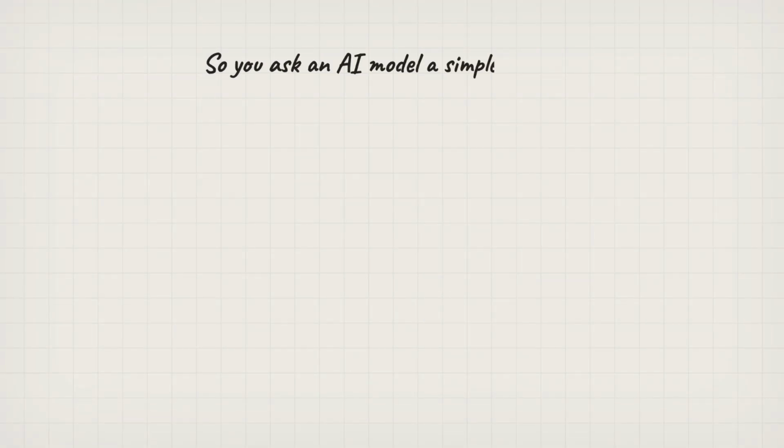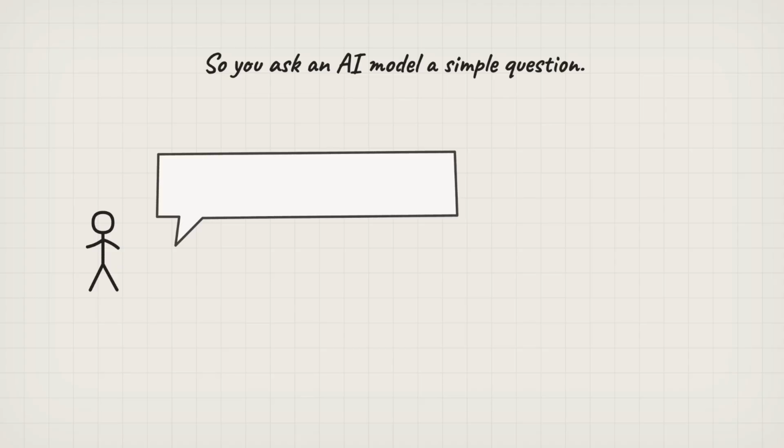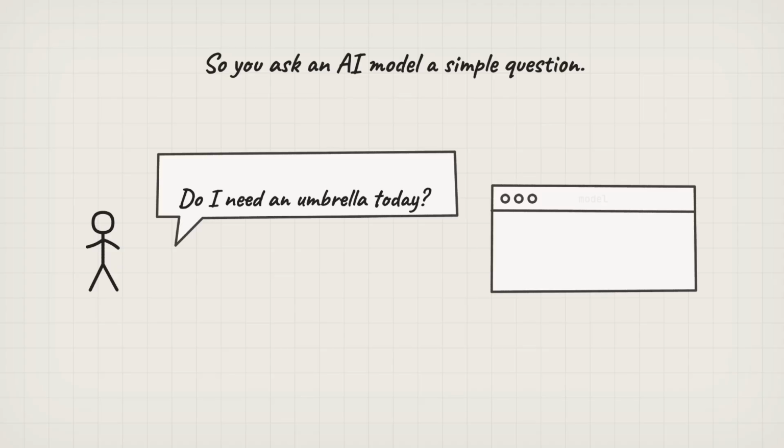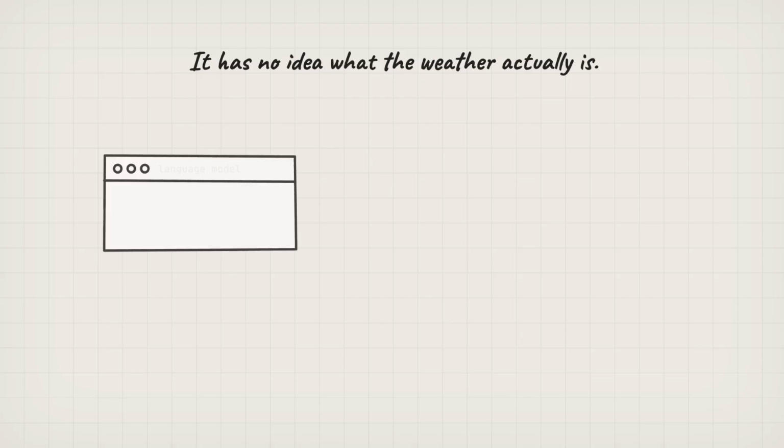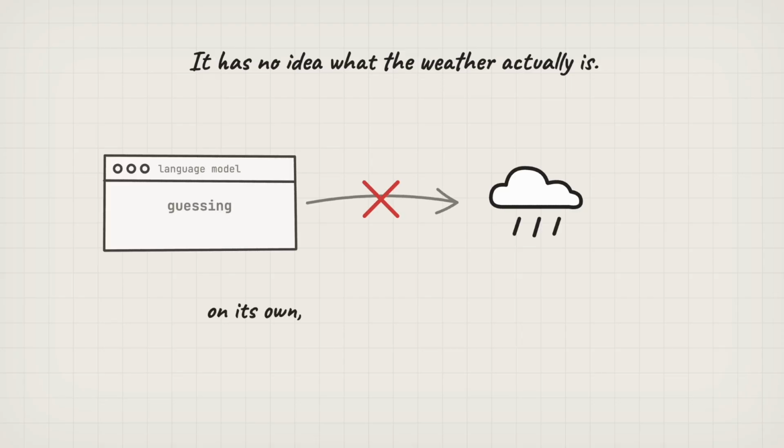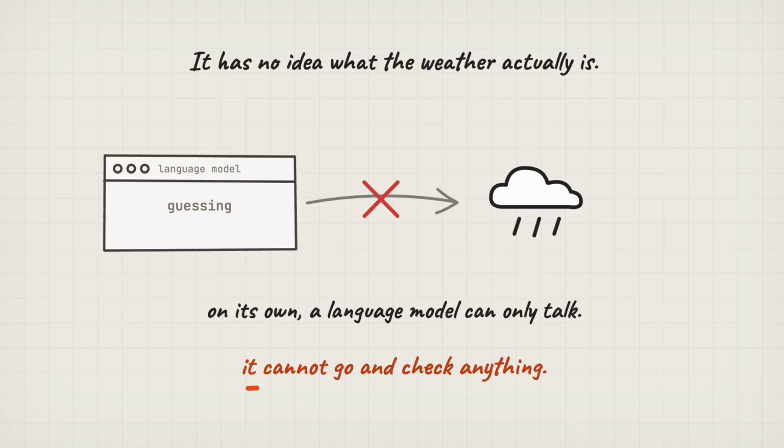So you ask an AI model a simple question: do I need an umbrella today? And it gives you a confident answer. The only problem is it has no idea what the weather actually is. It's just guessing. Because a language model on its own can only talk, it cannot go and check anything.